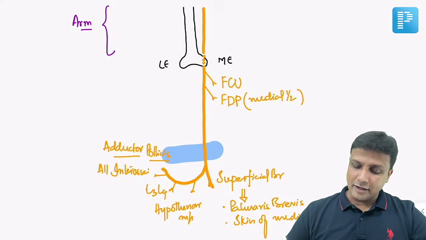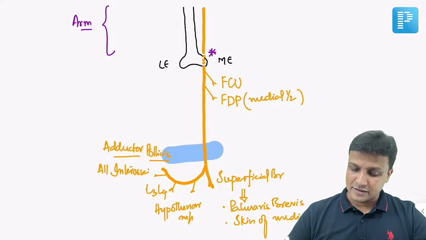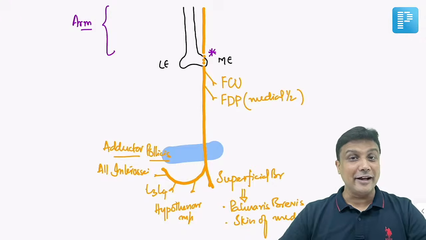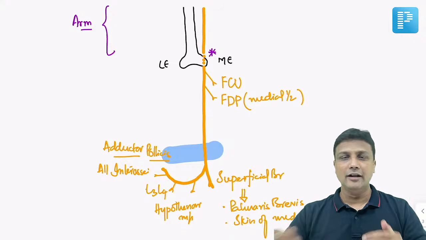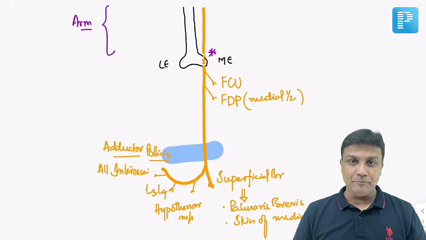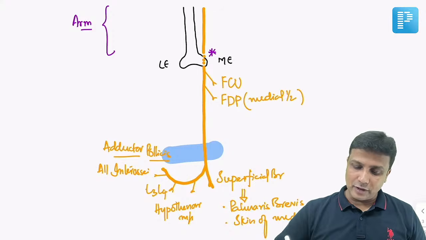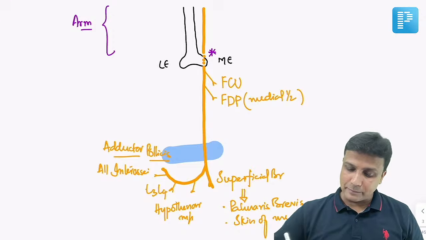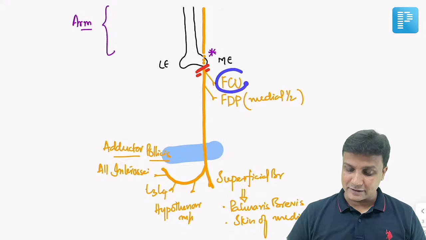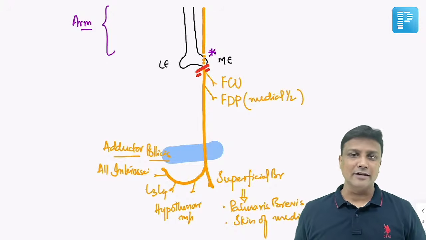Now another very important thing which is repeatedly asked in your exams is that the ulnar nerve is going to pass behind the medial epicondyle. You can see in my diagram I have drawn it with a dotted line. So remember, it passes behind the medial epicondyle. After passing from there, it enters into the forearm. In the forearm, remember, it enters by passing between the two heads of a muscle, the flexor carpi ulnaris muscle.